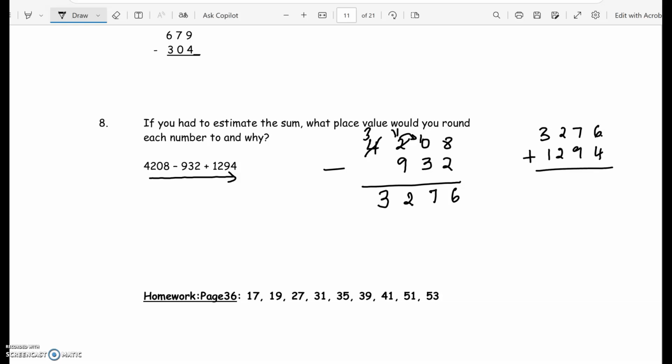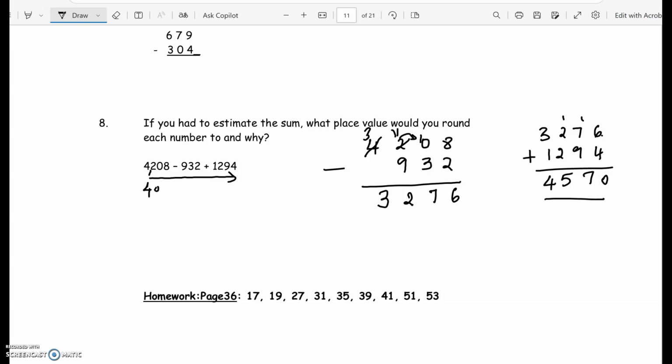We're adding, so line up the place values. 6 plus 4 is 10. 9 plus 1 is 10, plus 7 is 17. 2 plus 2 is 4, plus 1 is 5. 3 plus 1 is 4. So our answer is 4,570. Now let's check if we can round and figure out an estimate.